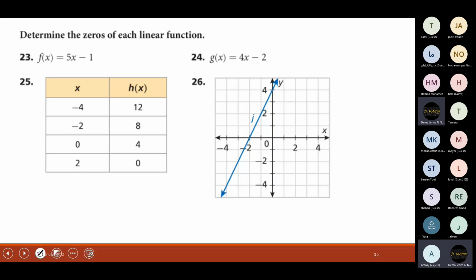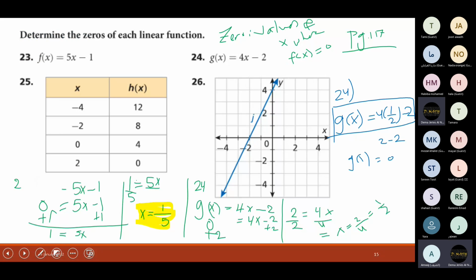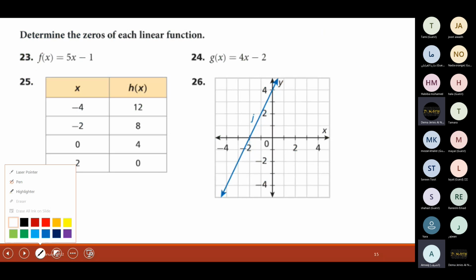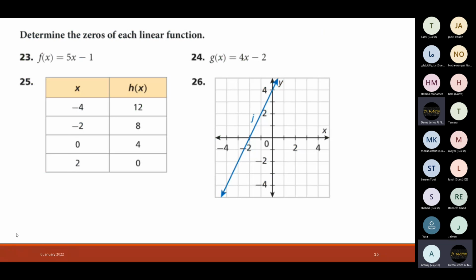In number 25 here, I want you to find 0. Yes, teacher. Yes, number 25, Mayar. Okay. A 4. So just a minute, please.